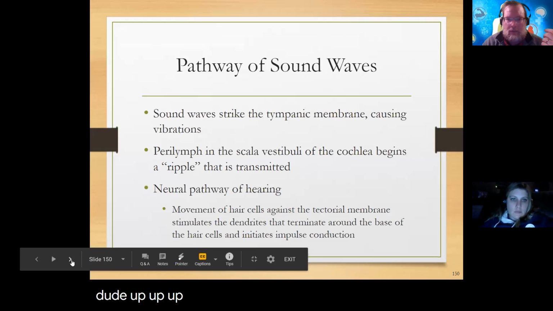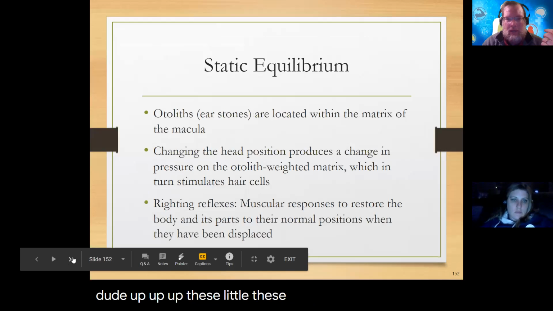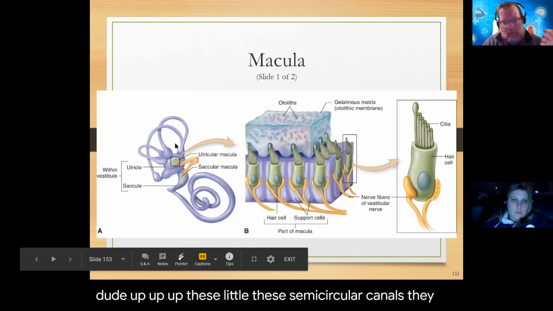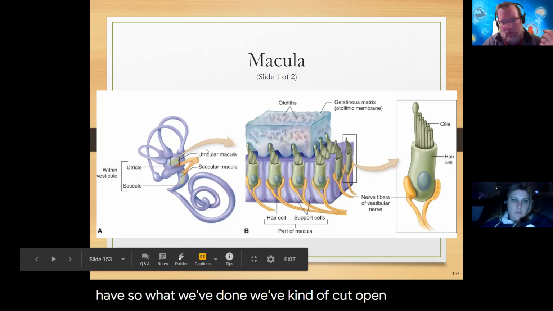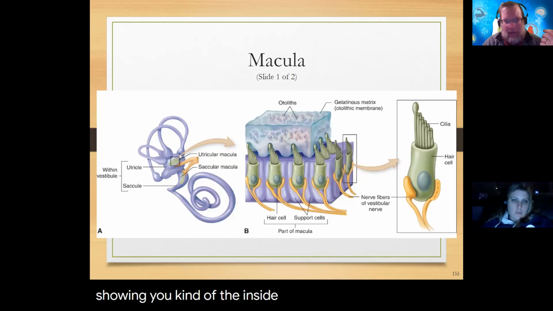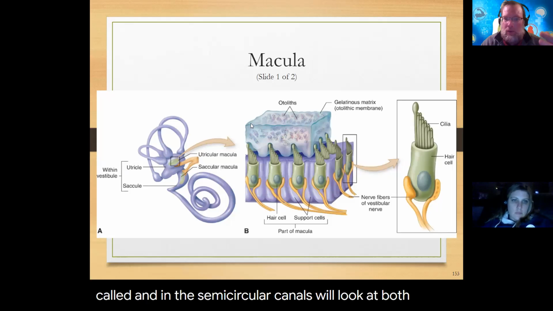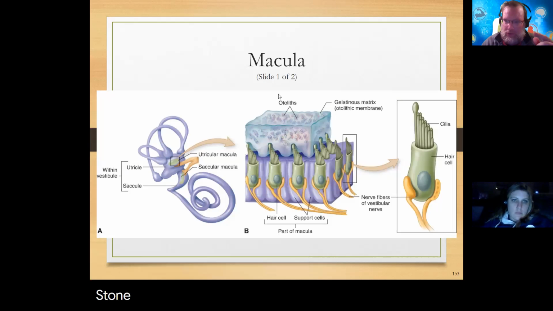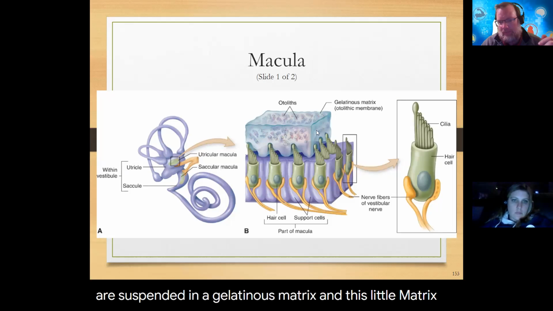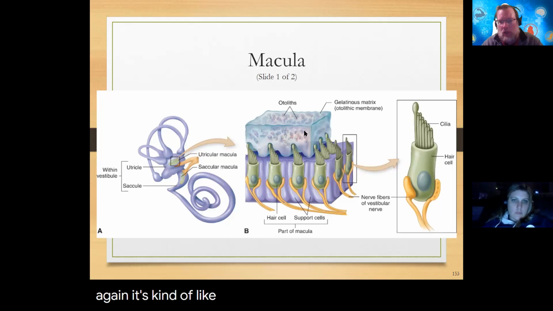It's crazy. These semicircular canals, so what we've done, we've cut open and shown you the inside of the macula, and then we'll look at the utricle too. But inside, we'll look at both, we have what are called otoliths. Oto means ear, lith means stone. So you have little stones in your ears, and these stones are suspended in a gelatinous matrix, and this matrix is like jello.